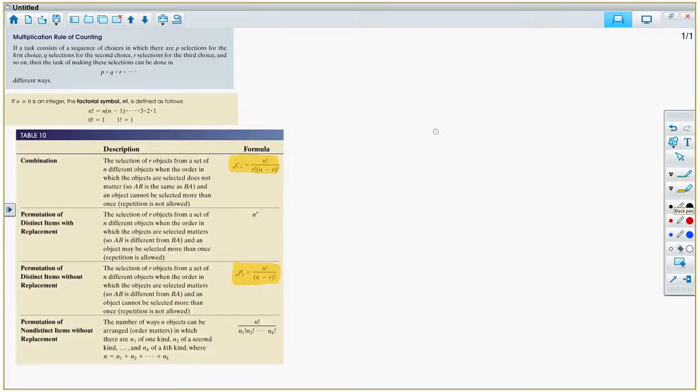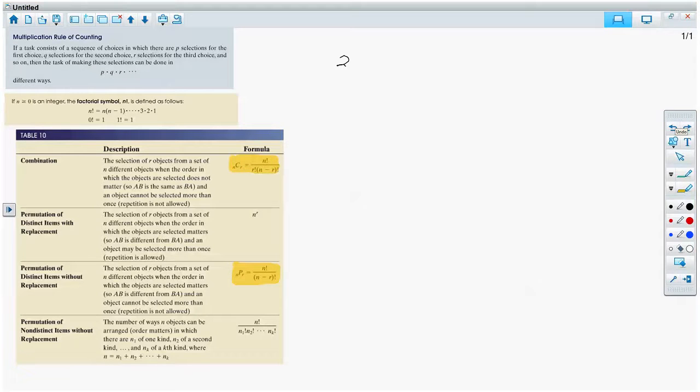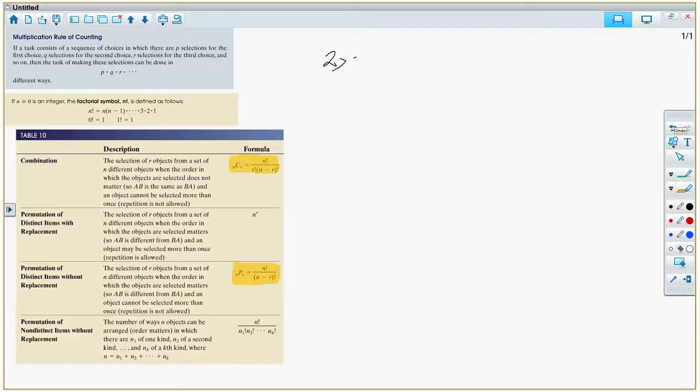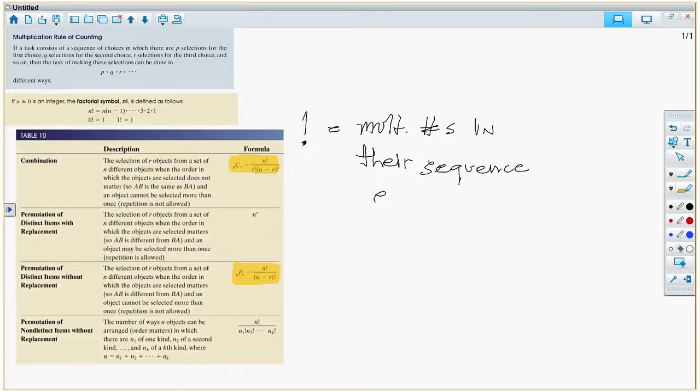P, Q, and R, I think y'all can understand that. That's just multiplying. 2 times 3 times 4 times 5 or whatever. I mean, that's just multiplying numbers together. So that's not a big deal. But factorial is an expression, it's an exclamation mark, and that basically means that you're going to multiply numbers in their sequence, except 0. Why? It would make all the numbers 0. Exactly. If you multiply by 0, you wouldn't have to do factorial because it'd be 0 all the time.